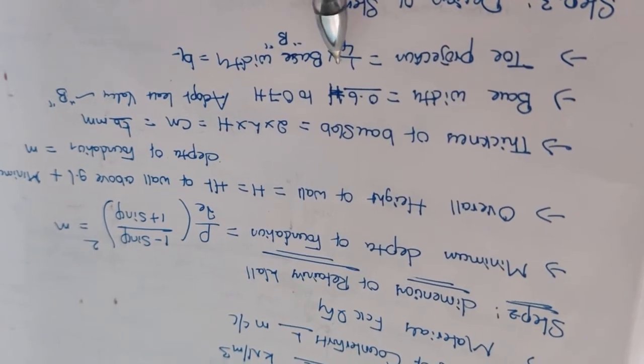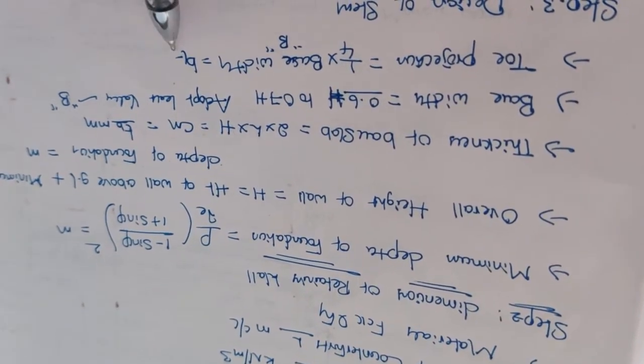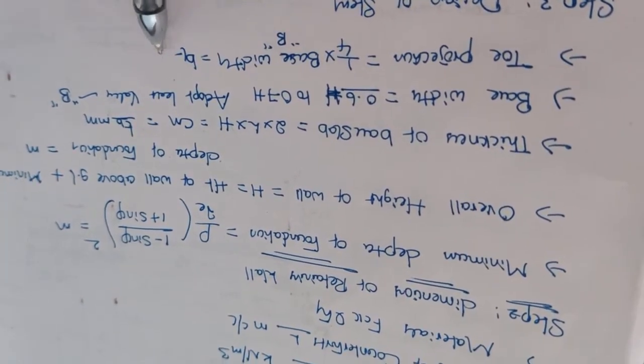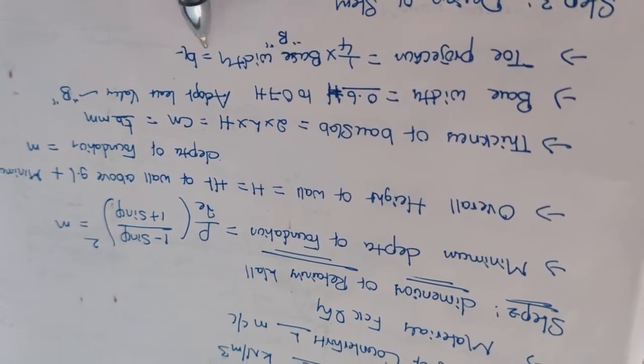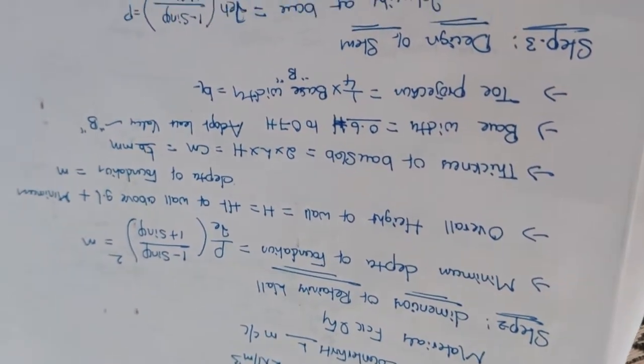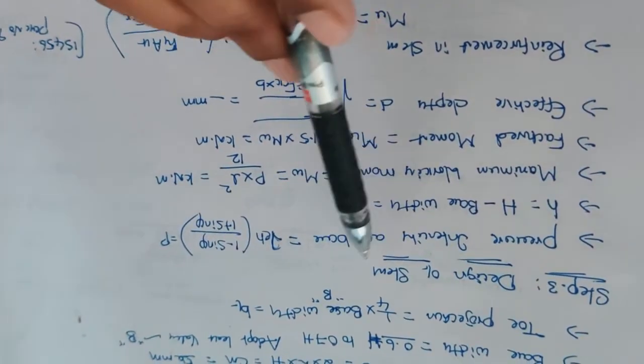And next is the toe projection. The toe projection is equal to 1/4 of the base width, which you denote as BT, the toe width. So the next step is the design of the stem.